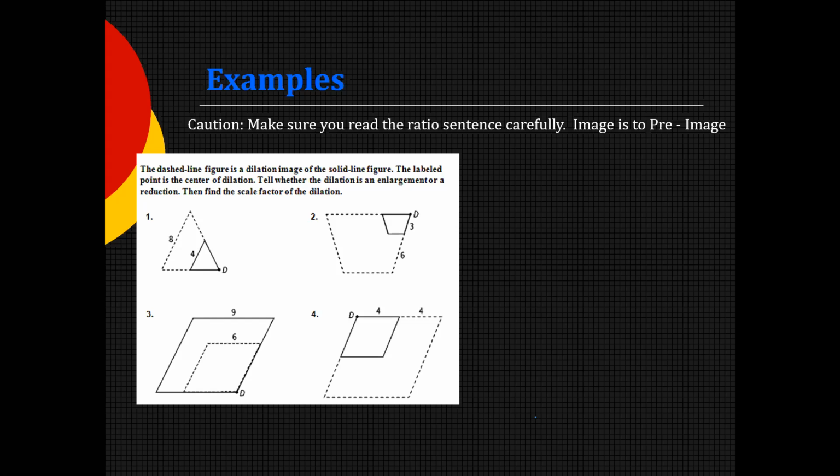What did you say? The image is the darker one? In that case, they said that the dashed line figure is the dilation image. So the dashed line is the image, and the solid lines are the objects. The solid lines are what you started with, and the dashed lines are what you ended up with. I'm clarifying for someone who asked.